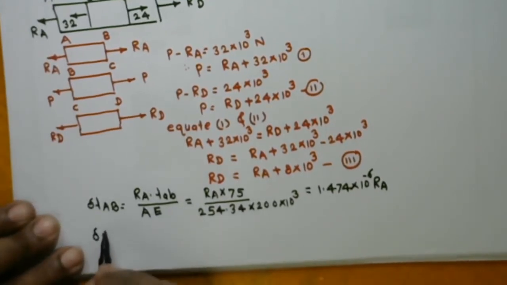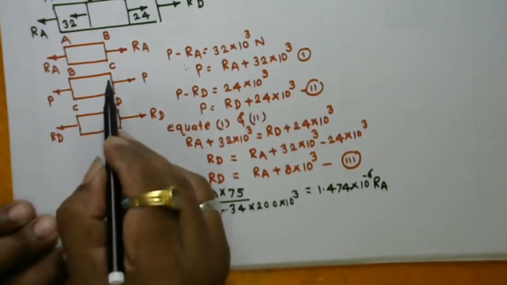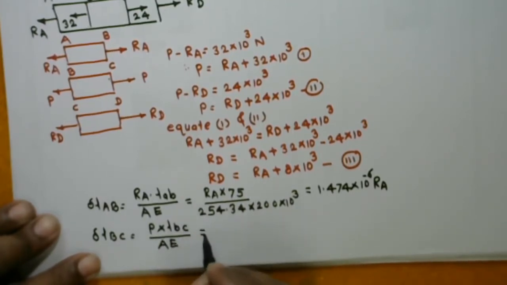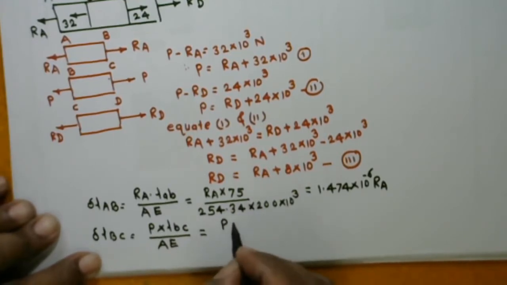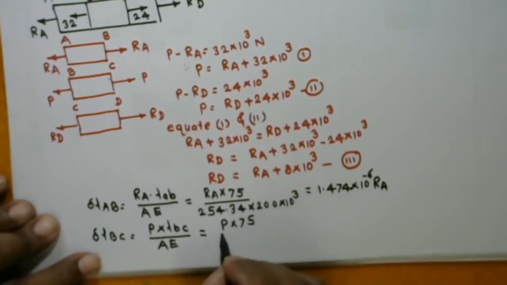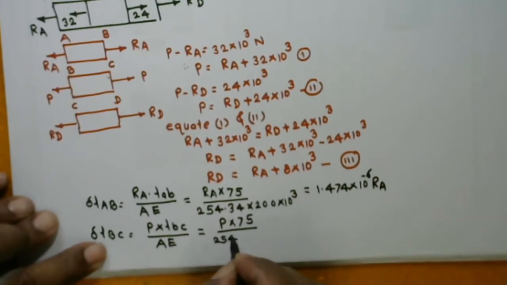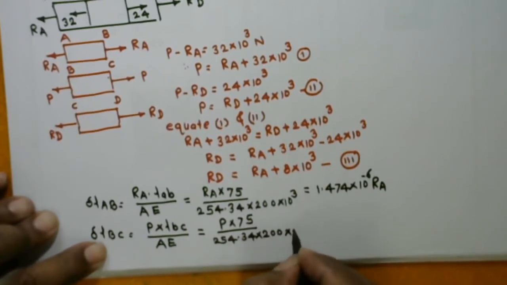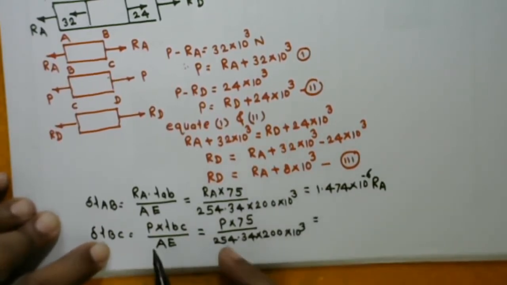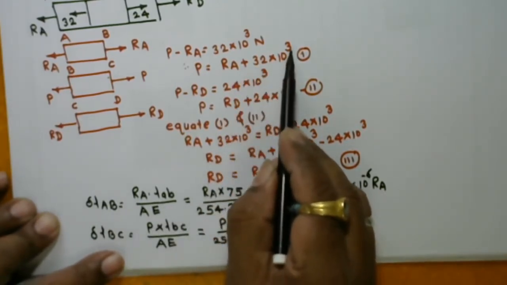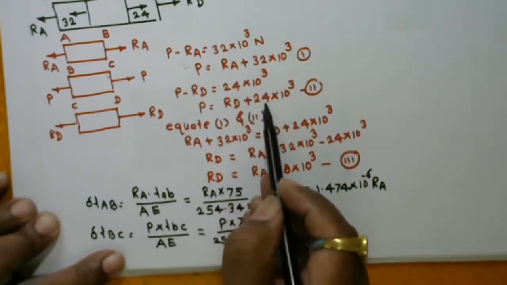Similarly, delta LBC, in BC, the force P is acting. Length LBC upon AE, P is unknown, into LBC, that is 75 mm, given in the numerical, divided by area 254.34 into 200 into 10 raised to 3. Again here, instead of P, you may put the value RA plus 32 into 10 raised to 3. Either you may put this, or you may put the RD value here also.